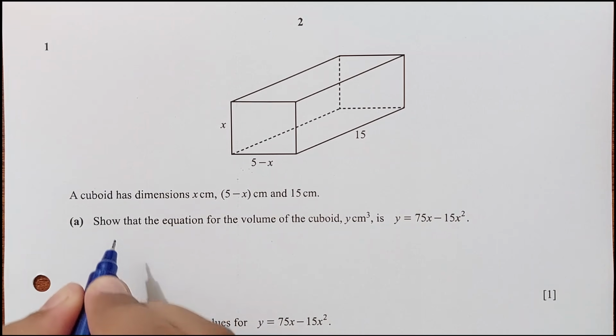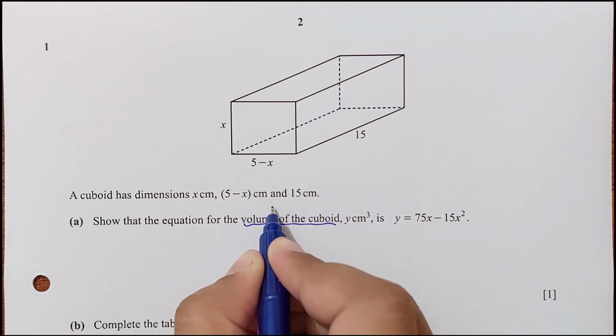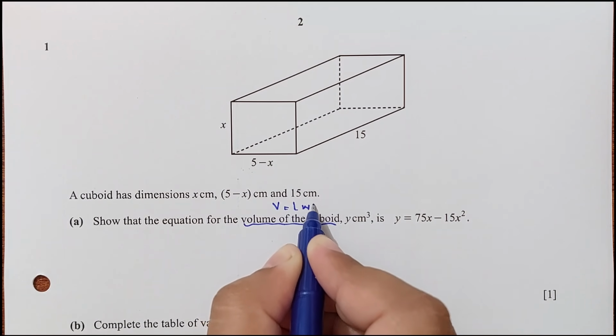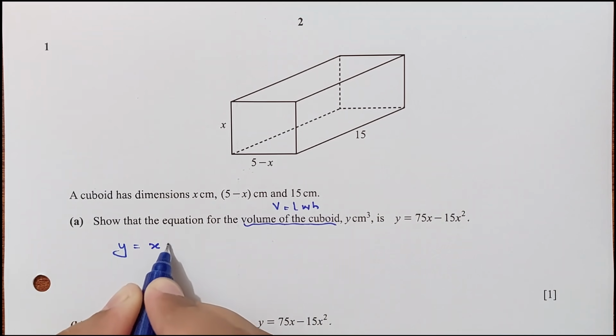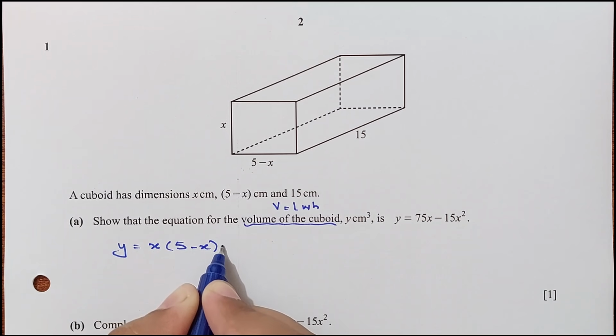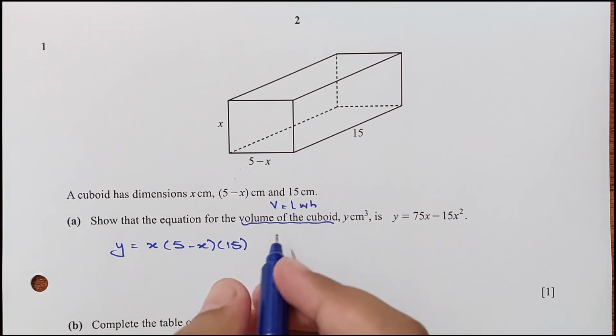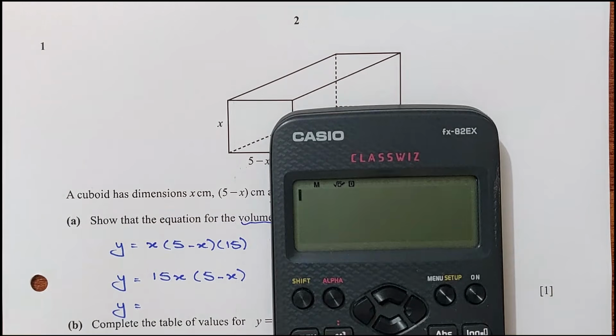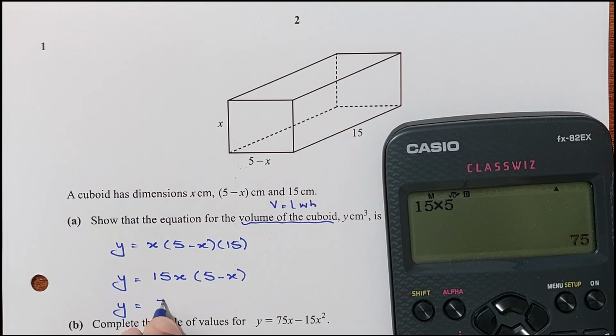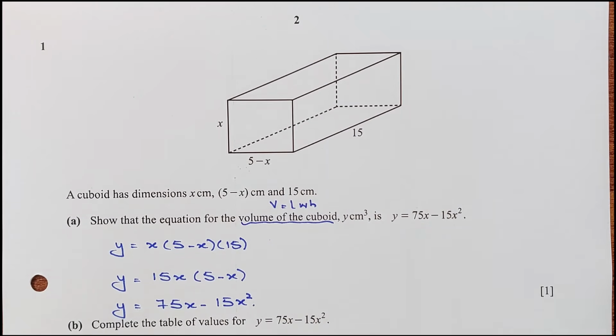So we know that the volume of a cuboid is length, width and height, right? So let's say the volume is y, the length is x, width is 5 minus x and the height is 15. Okay, so we have to do the product. So now y equals 15x into 5 minus x, right? So y equals 15 times 5, 75x minus 15x square, right? So this is 75x minus 15x square.